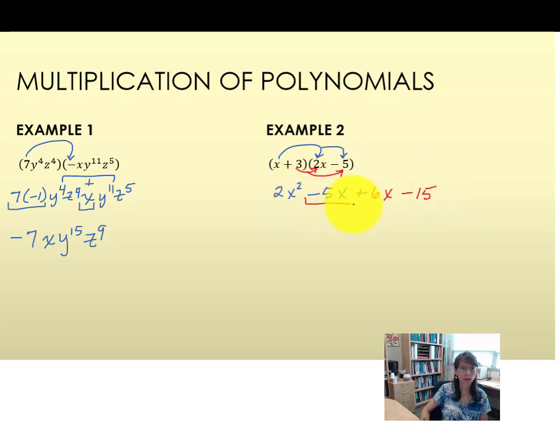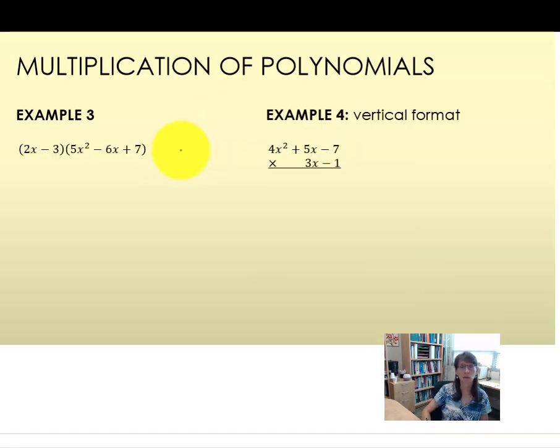So you'll notice here in the middle, I have like terms, and those like terms need to be combined. So I have 2x squared as my first term. -5 plus 6 leaves +x, and the last term is -15. So when I multiplied those binomials, I ended up with 3 terms for my polynomial answer. Here we have some more examples of multiplication, and I'll distribute 2x to each term.